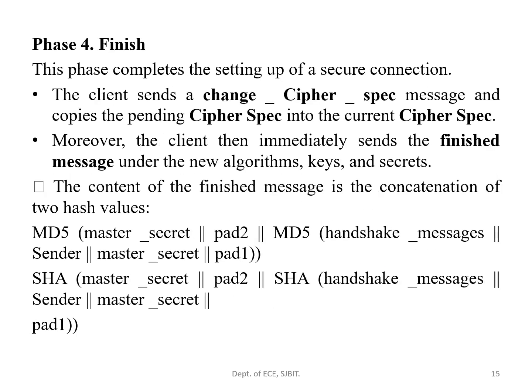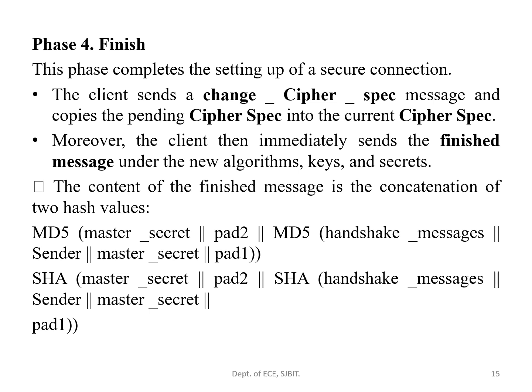Phase 4 is the finish. This phase completes the setup of the secure connection. Here, both client and server are going to exchange the change cipher spec messages. We consider that the client sends the change cipher spec message and copies the pending cipher spec into the current cipher spec. The change cipher spec protocol has 1 byte of information. Then the client immediately sends the finished message under the new algorithm, keys and secret.